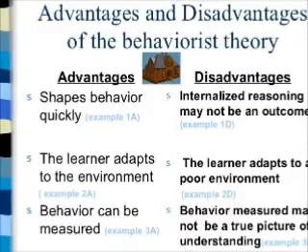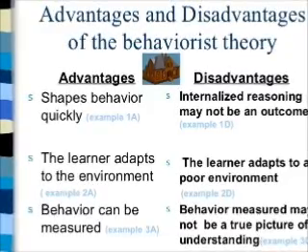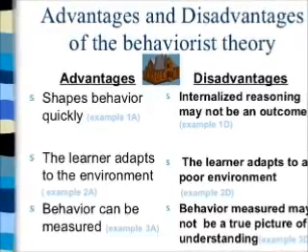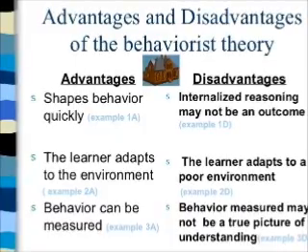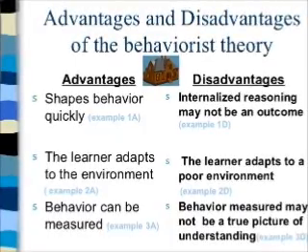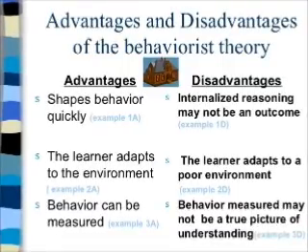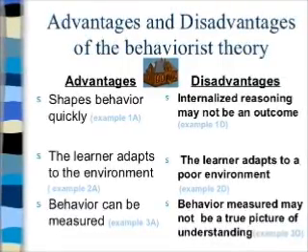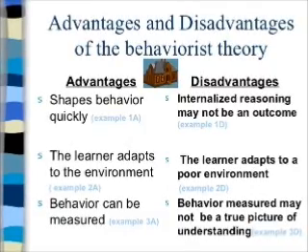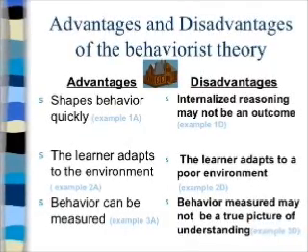Number 2. The learners adapt to a poor environment. For example, a student adapts to a classroom where the other students' behaviors are negative and destructive, and maybe they don't pay attention. So this affects the learning environment.